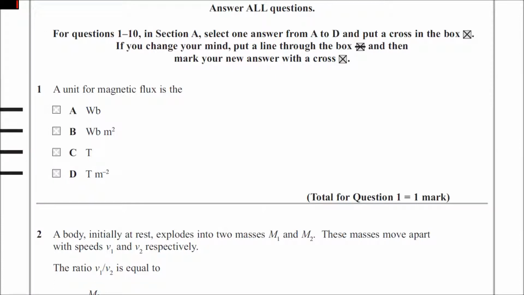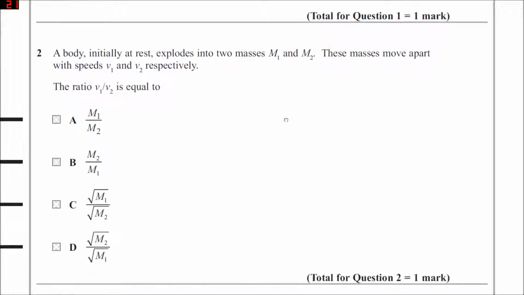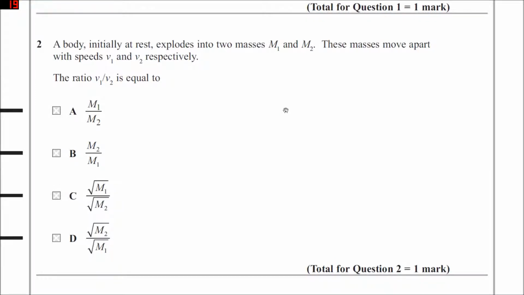So question 1, a unit for magnetic flux. Well, this is really just something you've got to learn, and this is one I remember. This is the Weber, so A is the correct answer. So magnetic flux is measured in Webers. Question 2, feel free to read it. I'm going to do the same. I'm not going to read it out to you.